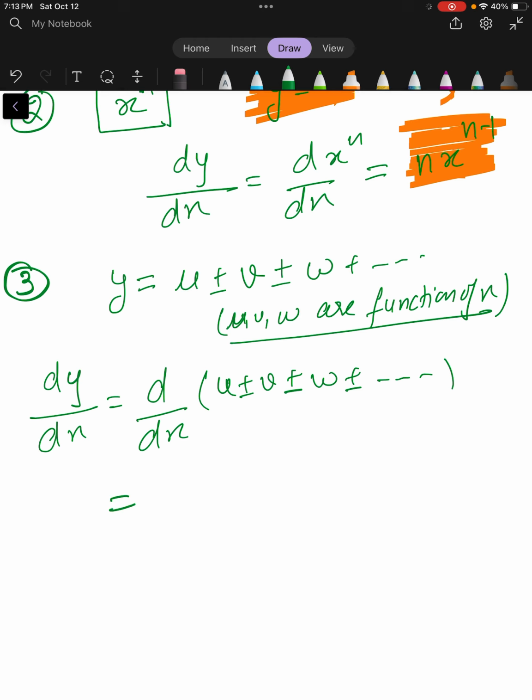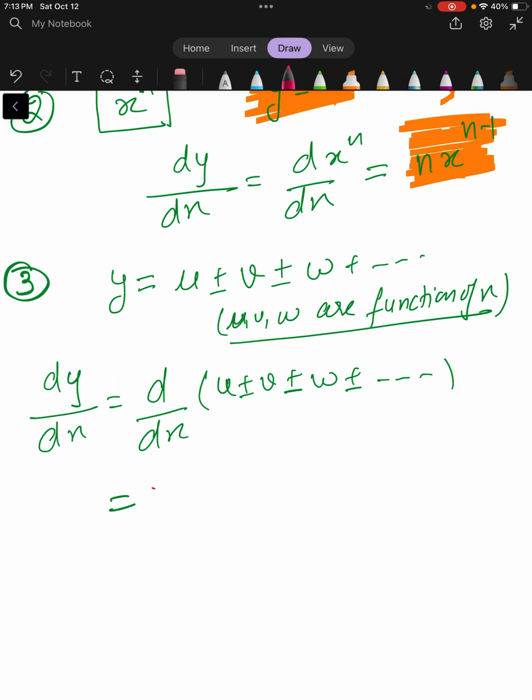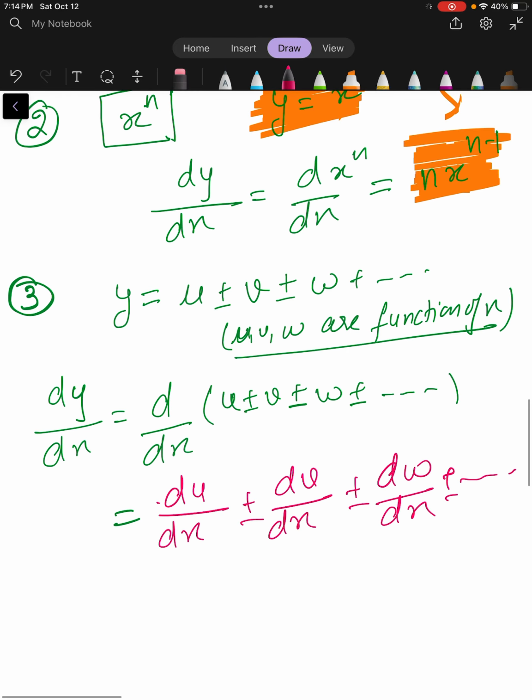So how will we do this one? We'll split. We can write this as d u upon dx plus d v upon dx plus d w upon dx plus minus up to whatever the values we have written over here. If it is plus minus, we can write plus minus over whatever the symbol is. So these are the three basic theorems of differentiation.